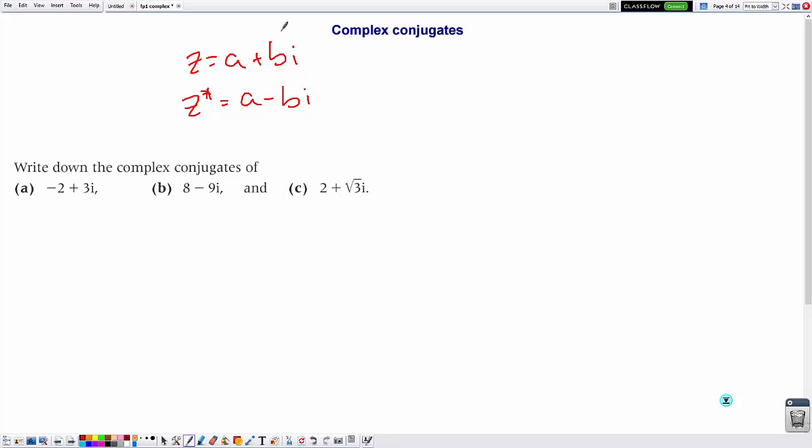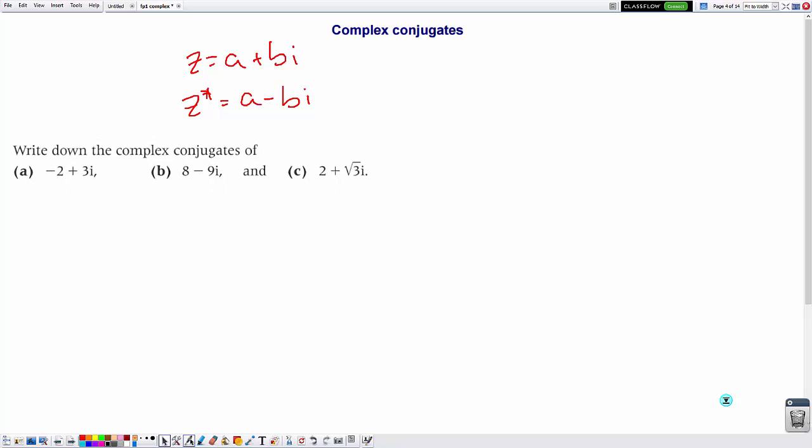Now, in FP1, we don't use conjugates that much other than testing that you know what they are. If you do FP2, if you do complex numbers later on, conjugates are actually very, very useful. So let's work out these examples. The conjugate of minus 2 plus 3i, I'll just write down the answer, is minus 2 minus 3i. Notice these aren't equal. If this is z, then this is z star, its conjugate. Let's look at part B. The conjugate of this is simply 8 plus 9i. And for C, the conjugate of that is 2 minus root 3 i.